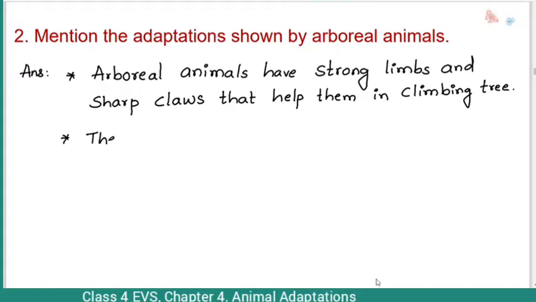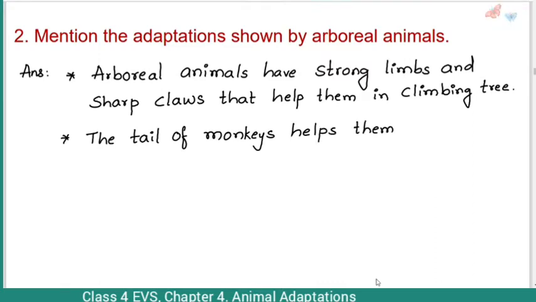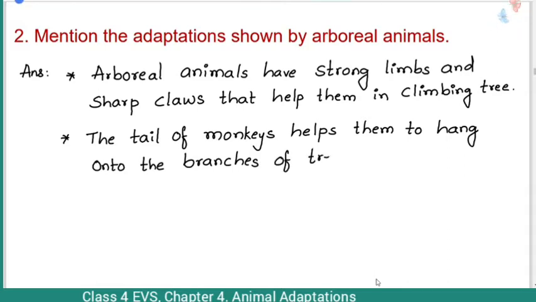Next adaptation is the tail of monkeys. The tail of monkeys helps them to hang on to the branches of trees.